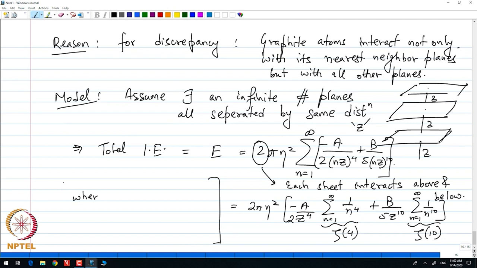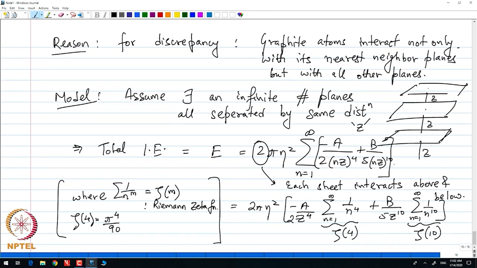So again I am just rewriting these ideas. Summation of 1 by n to the power m is my Riemann zeta function of m. My zeta of 4 is pi to the power 4 by 90, and the Riemann zeta function evaluated at 10 is pi to the power 10 by 93555. Okay. So, again I have picked up the handbook of mathematical functions and found these values.